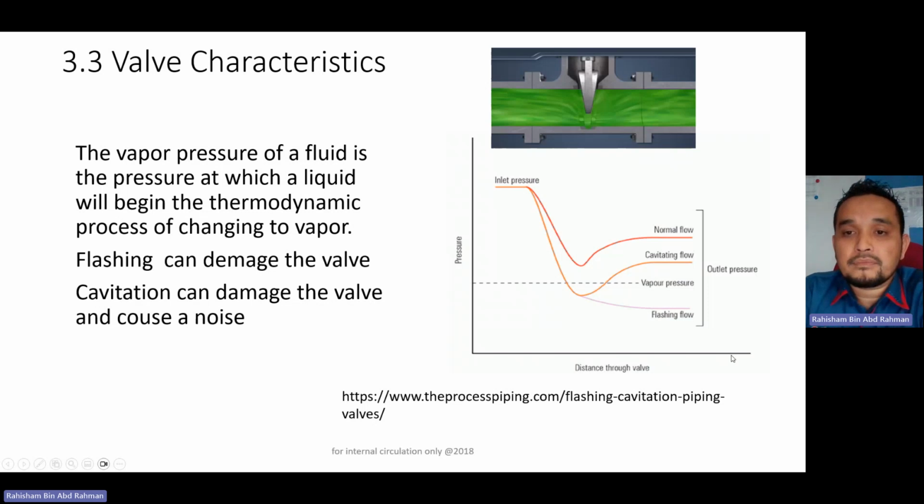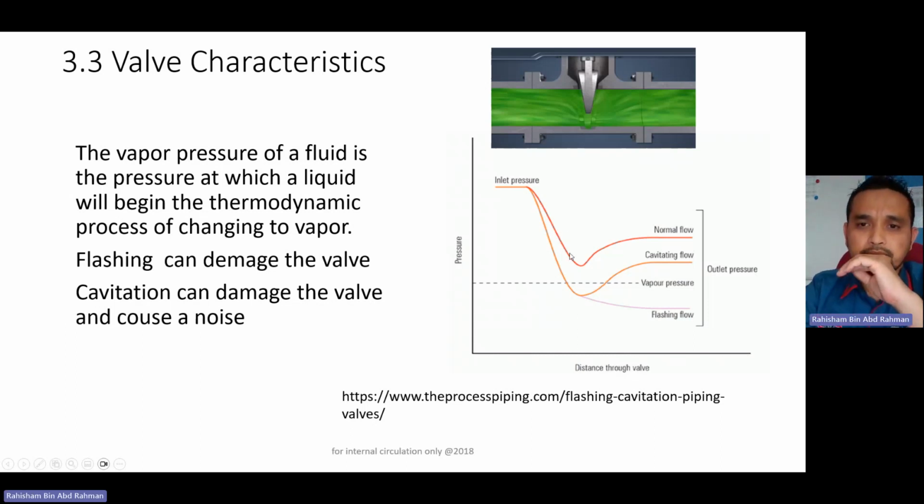In this case, what is pressure? Pressure, of course, is the pressure within the pipeline. And what is distance through the valve? Distance through the valve is from A to B, and of course in the middle will be the valve. So if this is 0 centimeters and this one is 10 centimeters, this one is probably about 5. So this is 0, this is 5, this is 10. Then about at this point.